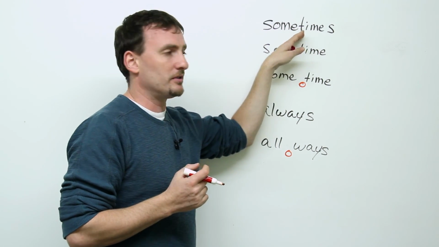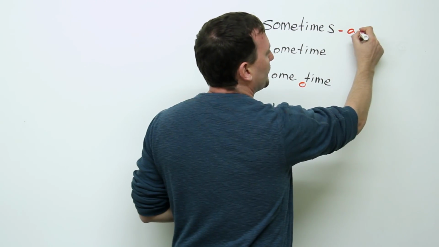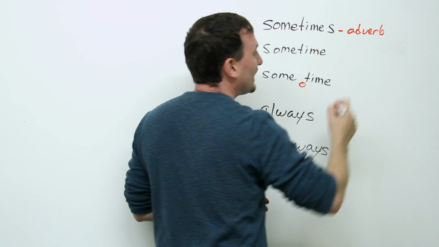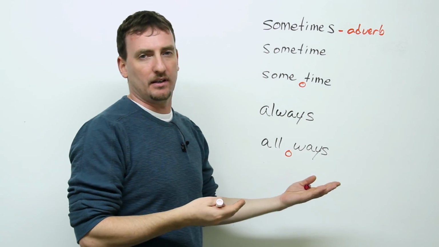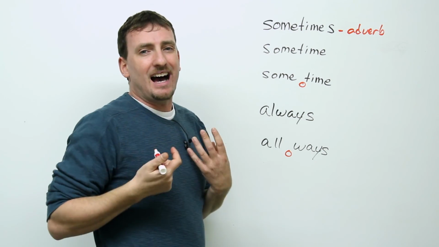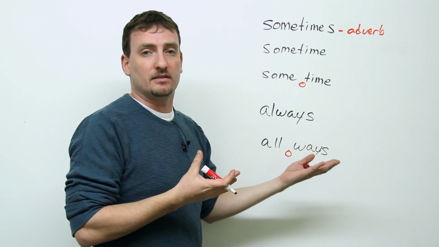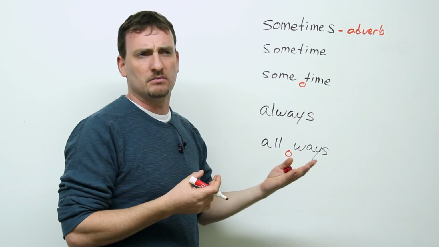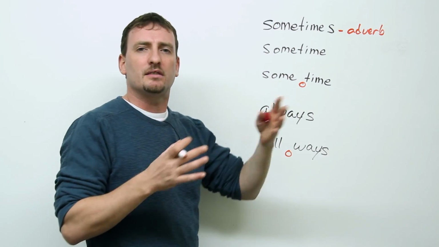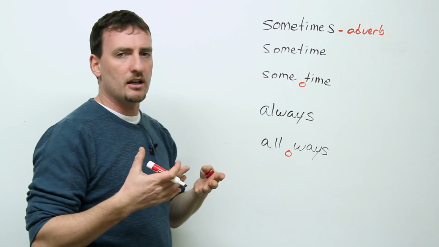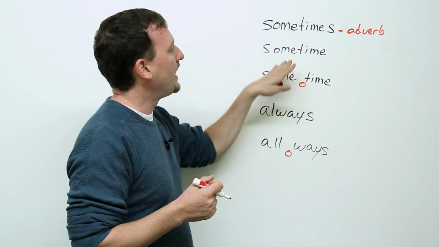What is sometimes? Sometimes is an adverb. Sometimes we call it an adverb of frequency. It means how often you do something. So for example, I sometimes play tennis, or sometimes I play tennis. Not every day, maybe not every week, but sometimes yes, sometimes no. It's kind of regular, etc.